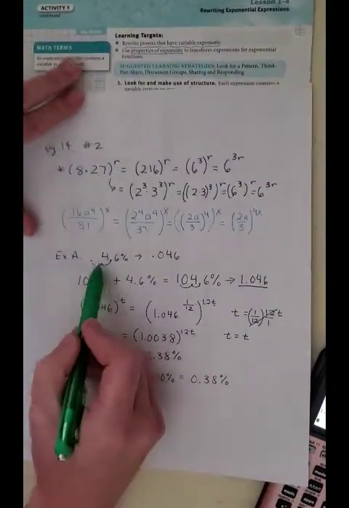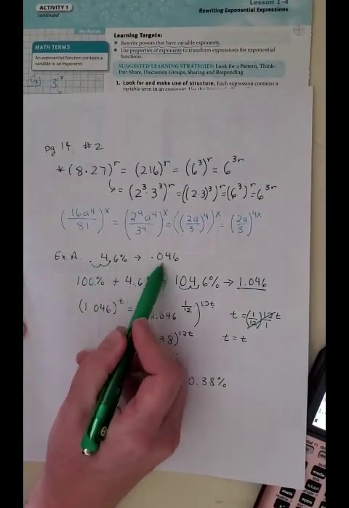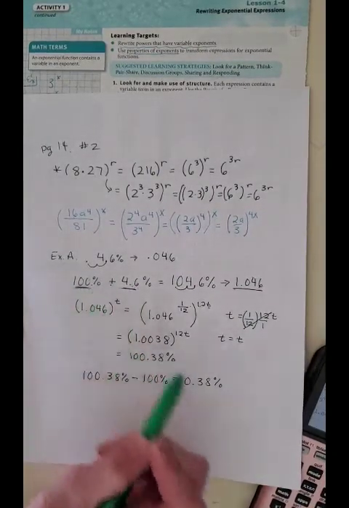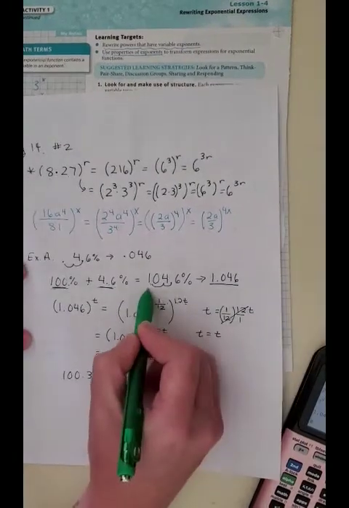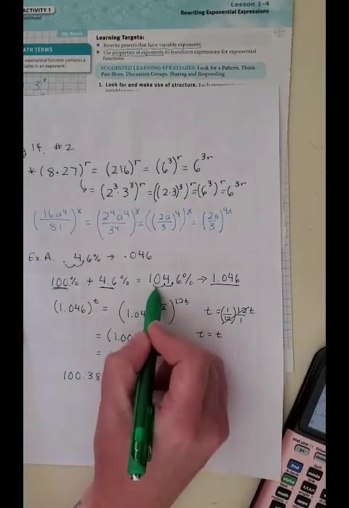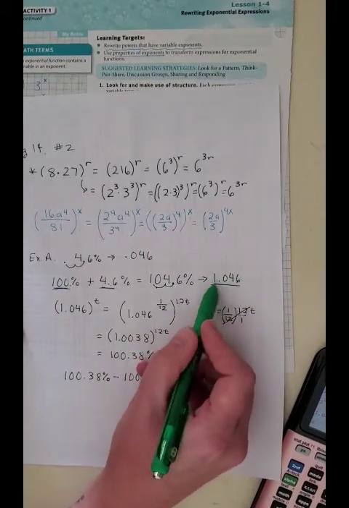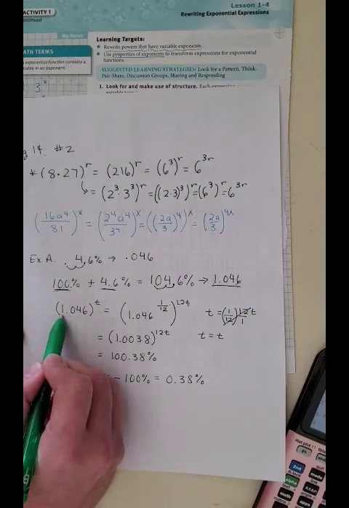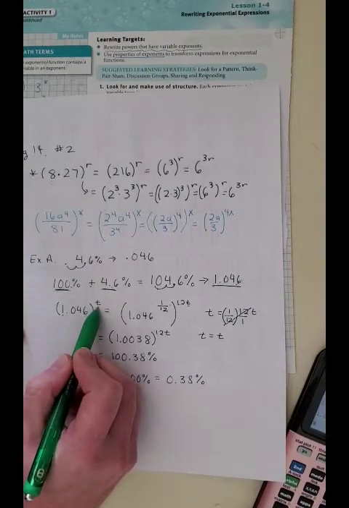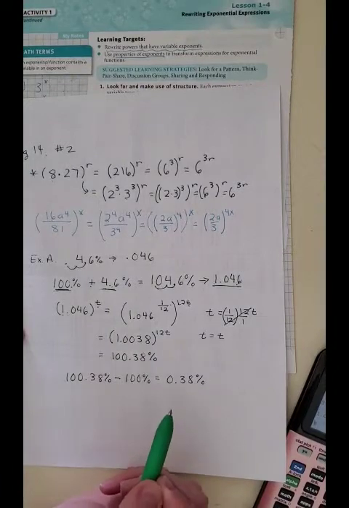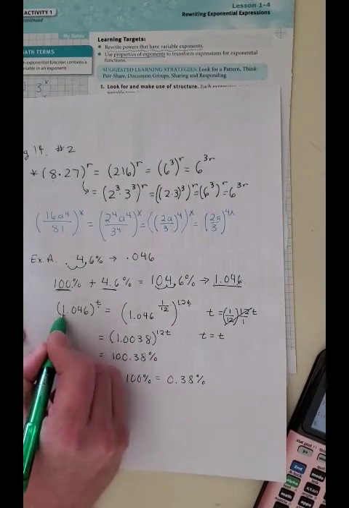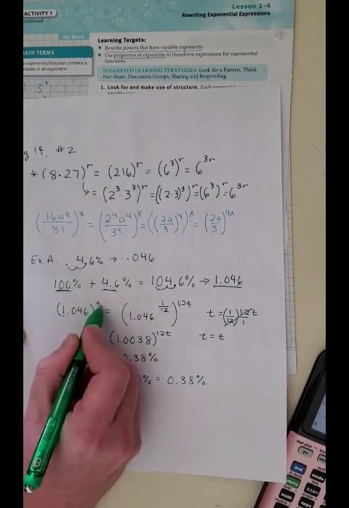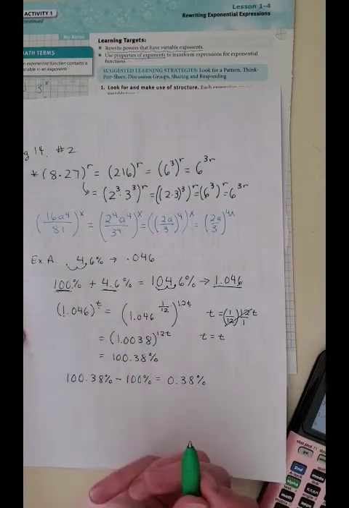First, an annual interest rate of 4.6% means that you're adding 4.6% to your initial investment of 100%, which gives you 104.6%. Converting that back to a decimal, that's 1.046. That means each year you multiply your original investment by 1.046. So if time was 1, you'd have 1.046 of your money. After 2 years, this would be raised to the second power. After 3 years, to the third, and so on.